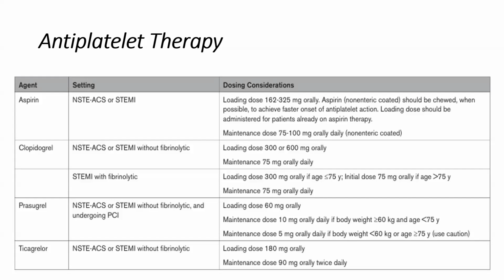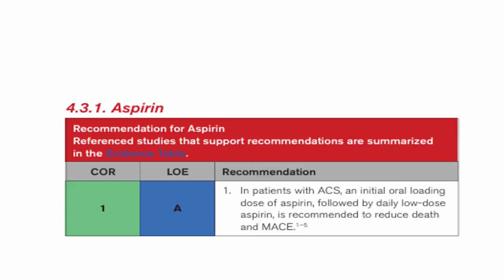For prasugrel, the loading dose is 60 mg. Maintenance dose is 10 mg if weight is more than 60 kg and age is less than 75. If the age is more than 75, then we need to be very careful. We need to reduce the dose of prasugrel to 5 mg. For ticagrelor, the loading dose is 180 mg and the maintenance dose is 90 mg.